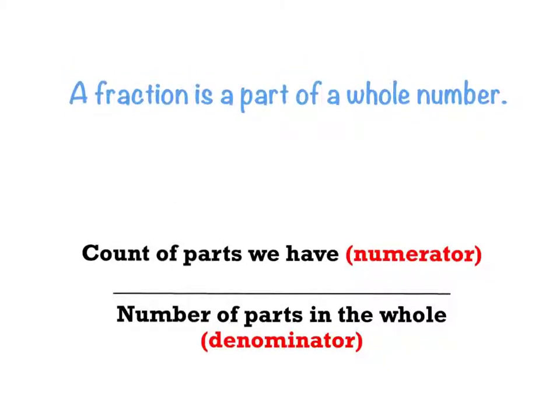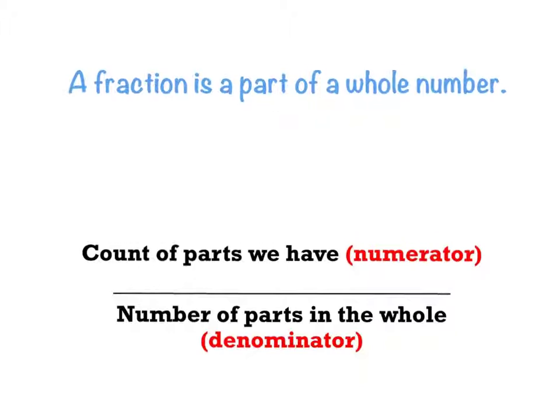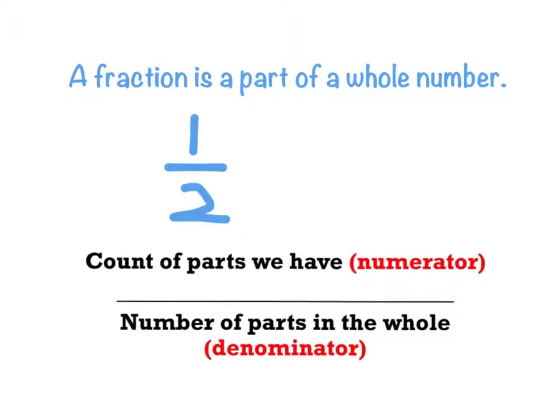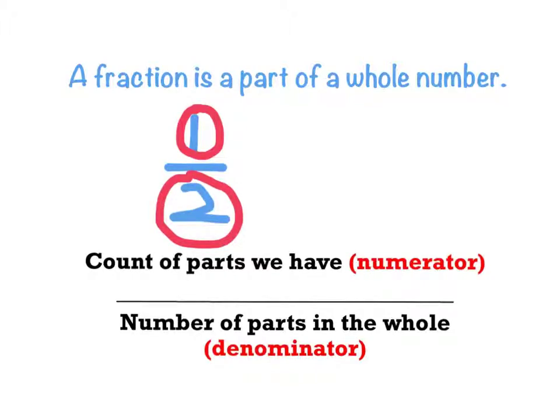A fraction is a part of a whole number. A fraction that you would probably be pretty used to is a half. You've seen that before. This is the way I like to explain it below. On the top, this little guy here is called our numerator, and that's the count of the number of parts we have. The 2 below is called the denominator. That's how many parts make a whole.